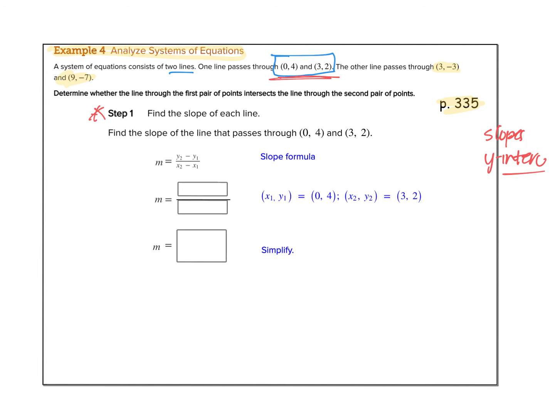I'm going to start with this one right here in pink. To do that, I'm going to take my y minus my y. So remember, here's my x's and y's. I'm going to do the y, 4, minus the other y, 2. So 4 minus 2, and then you've got to start in the same order. I'll start with 0 minus 3 for my x's. Now, if you work that out, 4 minus 2 is 2. 0 minus 3, that's negative 3. So that equals negative 2/3. So there's my first step.